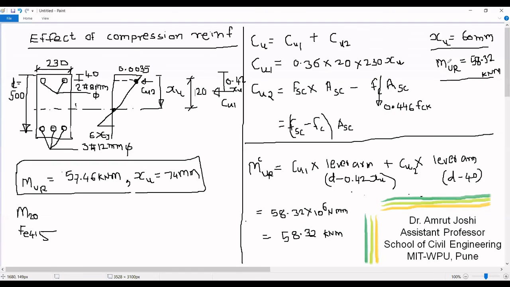So with this effect of compression steel in mind, in the next class, we are going to begin with the analysis and concept of doubly reinforced sections.